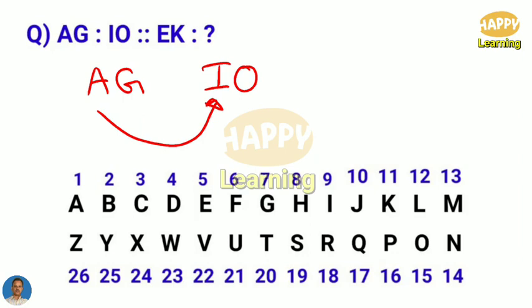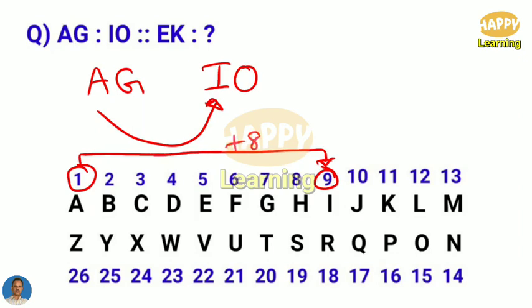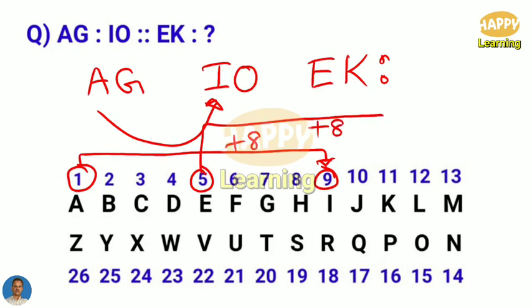I is here. From A to I, the code is 1 to 9, so you are adding plus 8. A is coded as 1, I is coded as 9. That means plus 8 is done. Similarly, for E, E is coded as 5, then on plus 8, 5 plus 8 is 13, you will get this value. So M here.